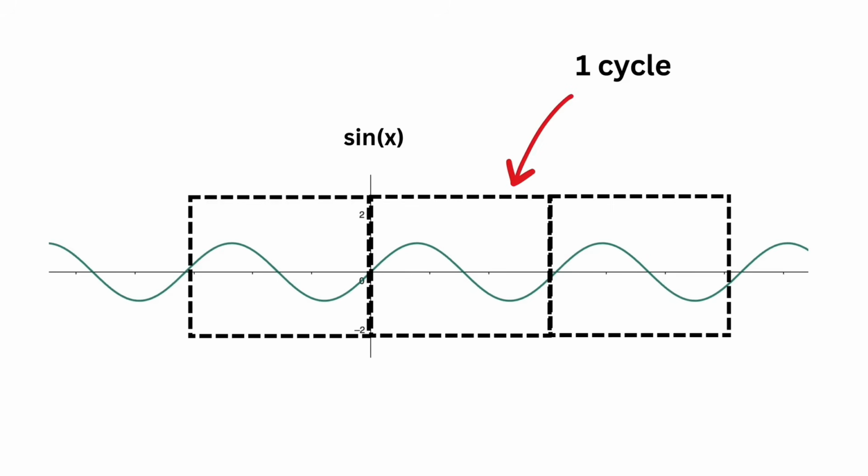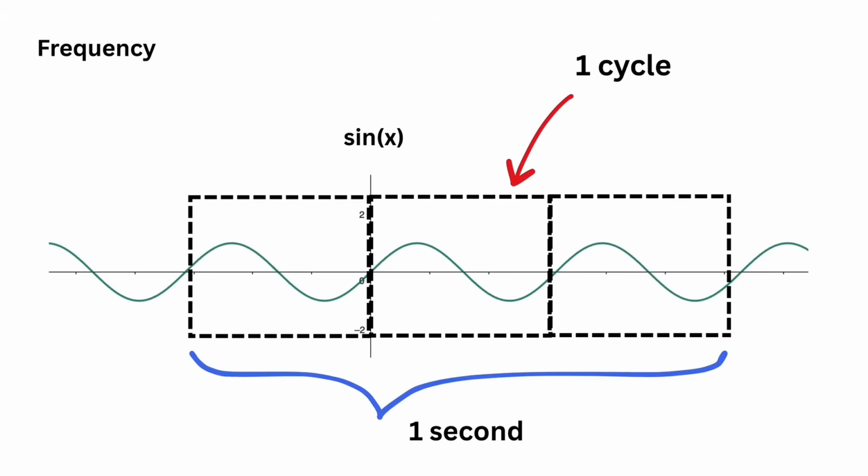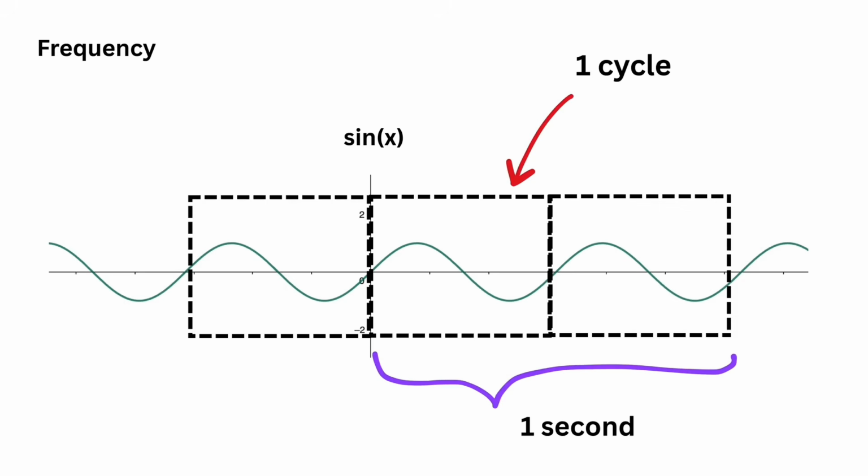Now it keeps repeating itself again and again in a regular pattern, which means the wave has a certain frequency, which means how many such cycles are repeated in 1 second. This means that if this is 1 second, then the frequency of this wave is 3 cycles per second, and if this is 1 second, then the frequency of this wave is 2 cycles per second.